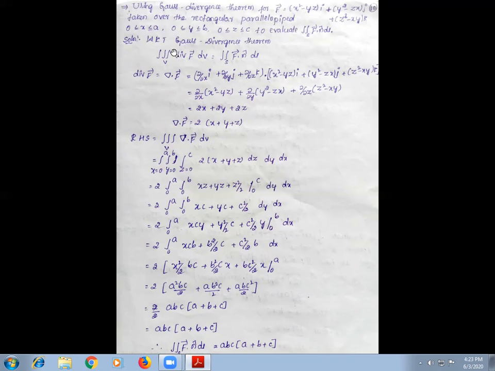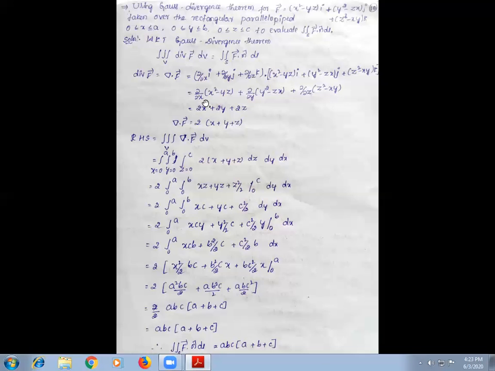Solution. First we have to write the statement of Gauss divergence theorem. Triple integral over V of divergence F dV is equal to double integral over S of F · n̂ dS. Find divergence F. It is del dot F. We already know the del value; write it as it is, dot F value. i·i is 1, ∂/∂x of (x² − yz), plus j·j is 1, ∂/∂y of (y² − zx), plus k·k is 1, ∂/∂z of (z² − xy).